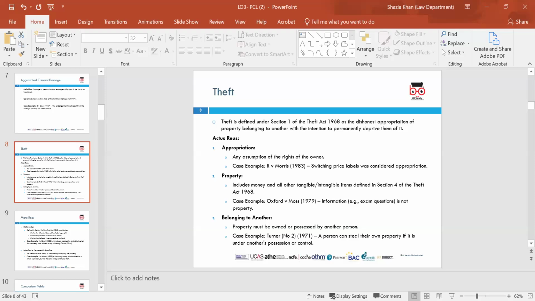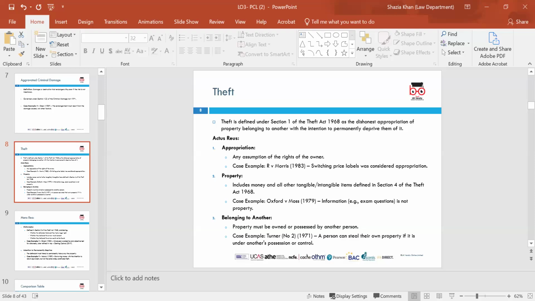And the actus reus is appropriation, then the property, and then belonging to another. So the first one is appropriation. Section 3(1) of the Theft Act 1968 defines this as any assumption by a person of the rights of an owner amounts to appropriation, and this includes where he has come by the property without stealing it, any later assumption of a right to it by keeping or dealing with it. Put simply, this means acting in relation to the property as if you are the owner of the said property.